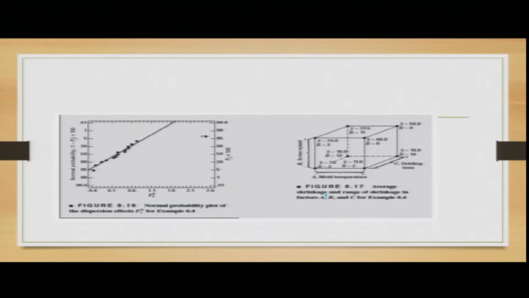When we consider the normal plot of the dispersion effects F star, they are decently normal apart from one outlier. So this is almost normal with one outlier here. What I am basically plotting is the normal plot with F star on the x axis. If I consider Figure 8.17, which is the average shrinkage and range of shrinkages in factors A, B, C combined together, obviously you will have positive and negative effects: two levels for factor A, two levels for factor B, two levels for factor C. Hence the cube, and at each point of the cube the values give us the combinations of A, B, C which are important for us to consider in the example.